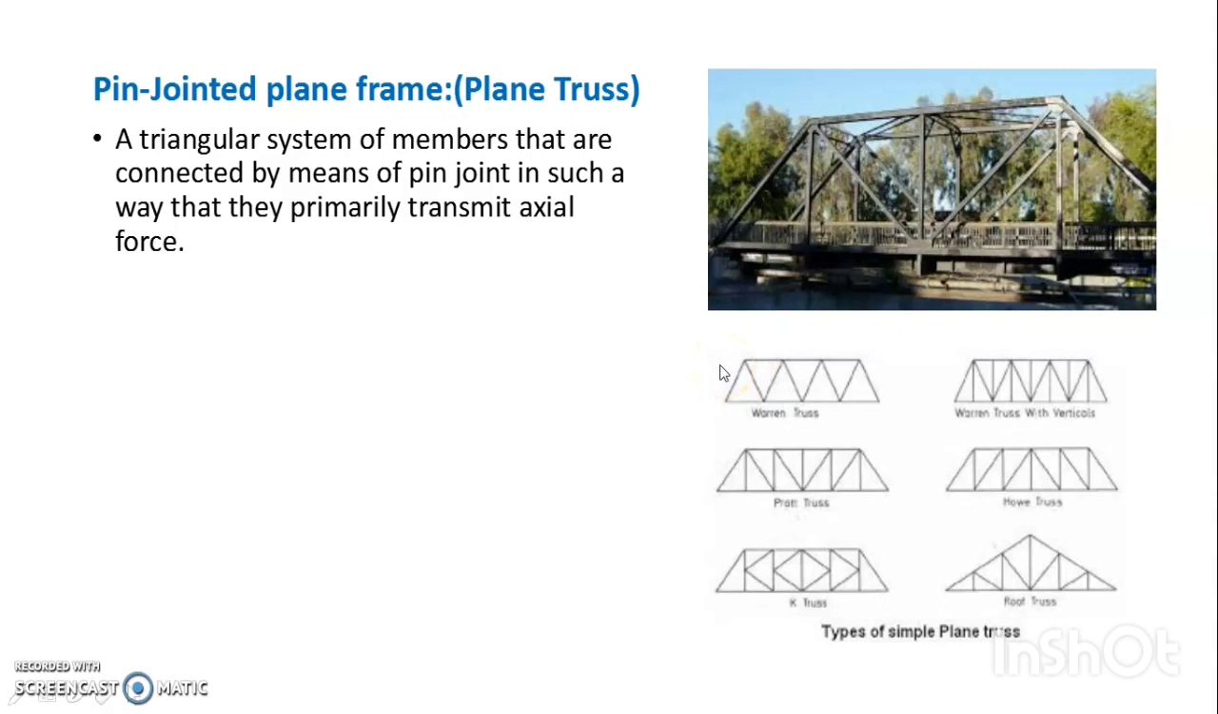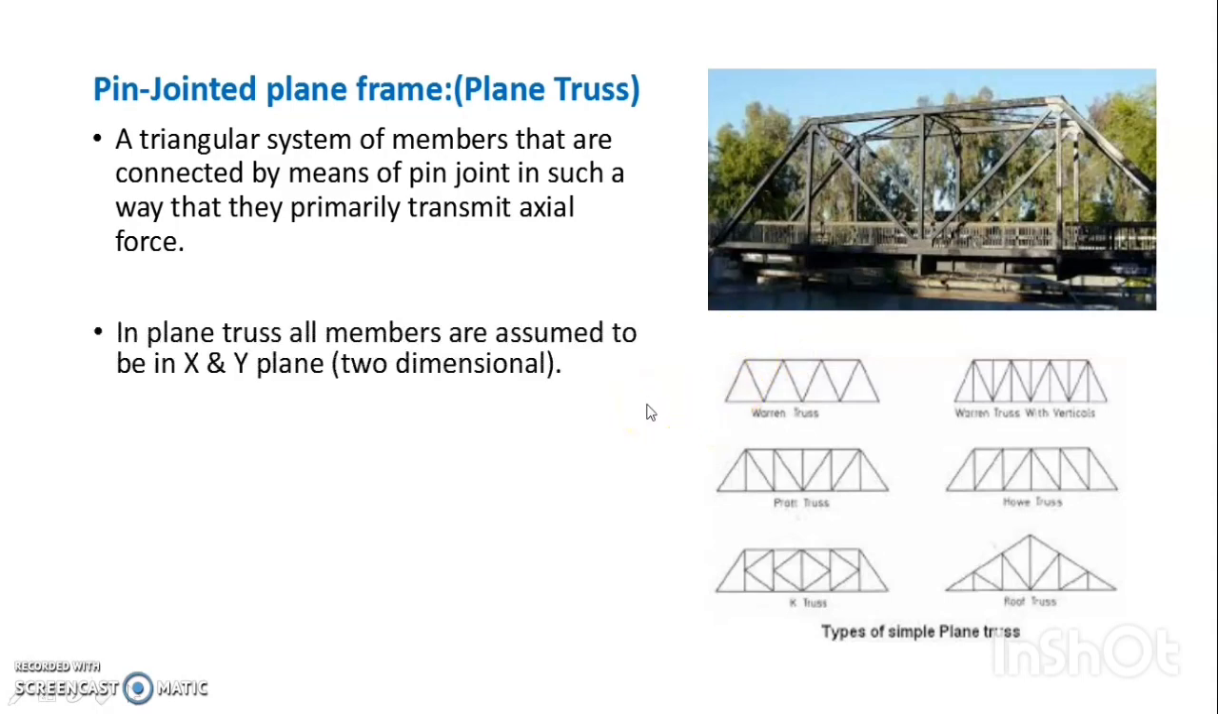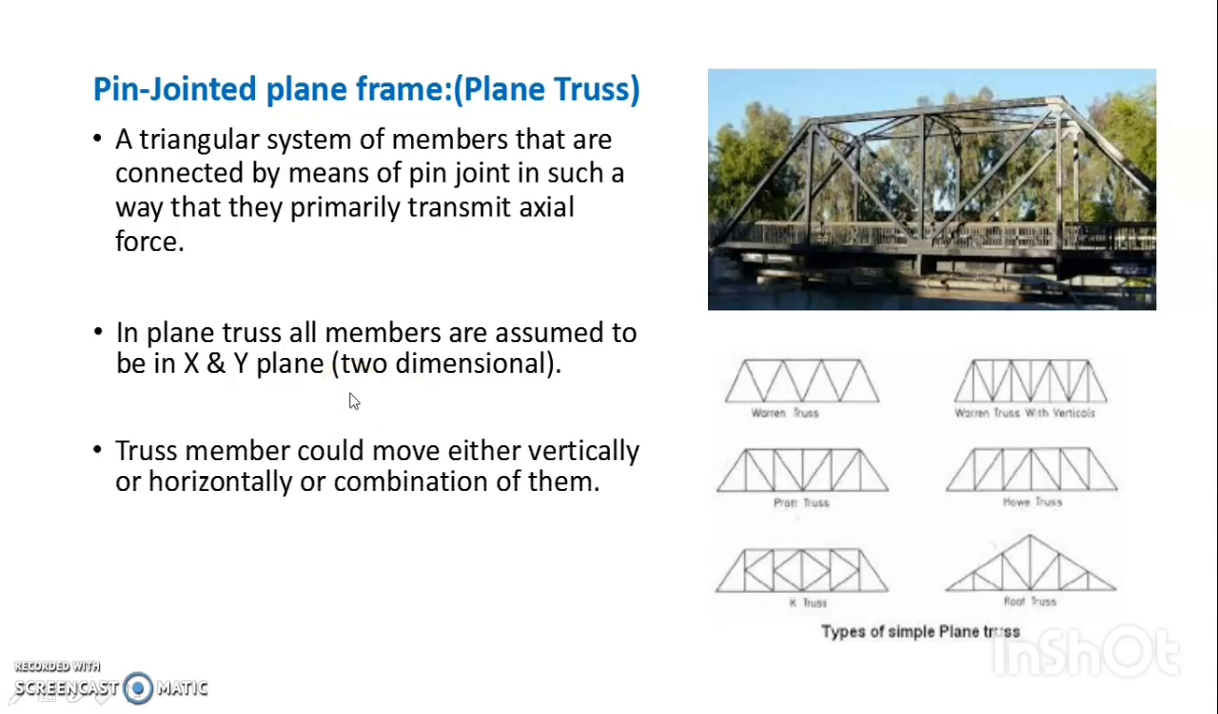If we see rigid jointed frames, the load can act anywhere, that is, it can act anywhere in the members. But if we see pin jointed plane frames, it can act only at the joints alone. In a pin jointed plane truss, all the members are assembled in only the X and Y plane, that is two-dimensional. The truss members could be loaded either vertically or horizontally, or in a combination of them. Truss can be loaded only at the joints, as I already told.